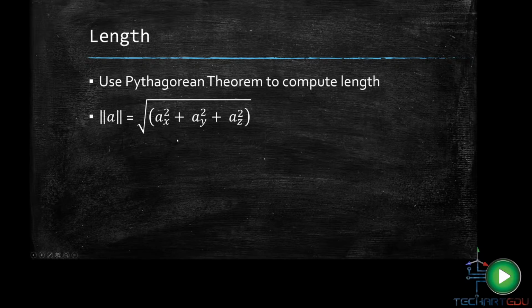Now, the length. If you know the Pythagorean theorem, that's a squared plus b squared plus c squared. You take the square root of that, and you get the length of the hypotenuse. That works just the same for vectors, and that's exactly what we're doing: we take the square root of the x component squared, the y component squared, and the z component squared. You add all those up, take the square root, and you get the length.